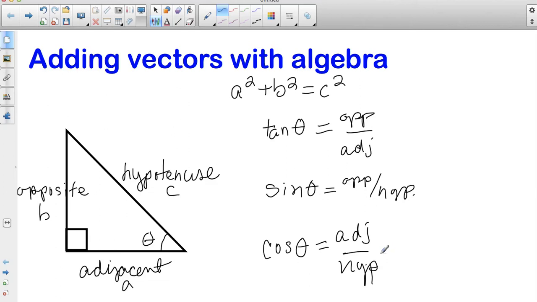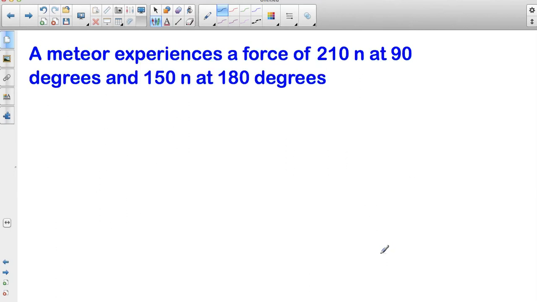So we're going to move on to an example, and we're going to talk about something simple like a meteor flying through space, and there are two forces acting on this meteor. Just to give you a picture, and I really suggest drawing some pictures to help you understand what's going on, here's our meteor. It's just like a ball of rock or whatever moving. It has two forces acting on it.